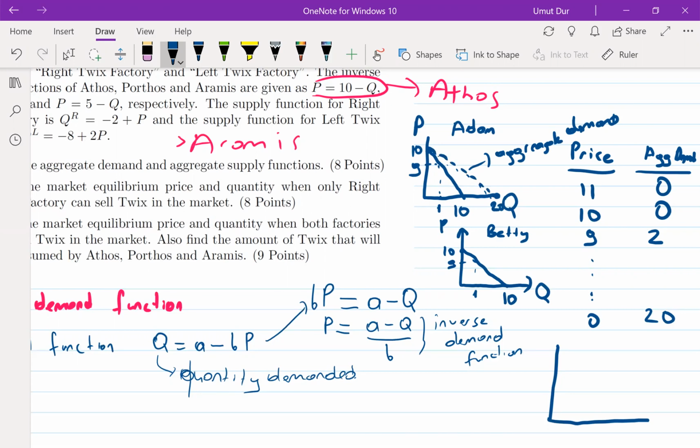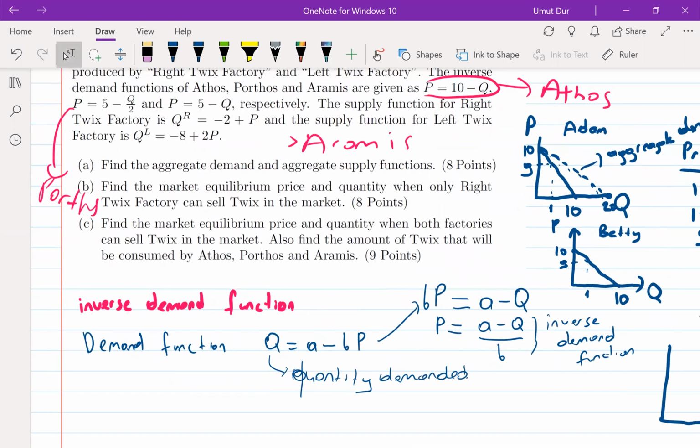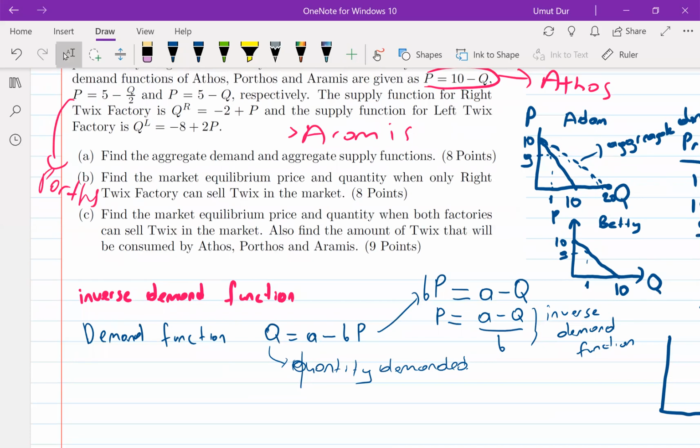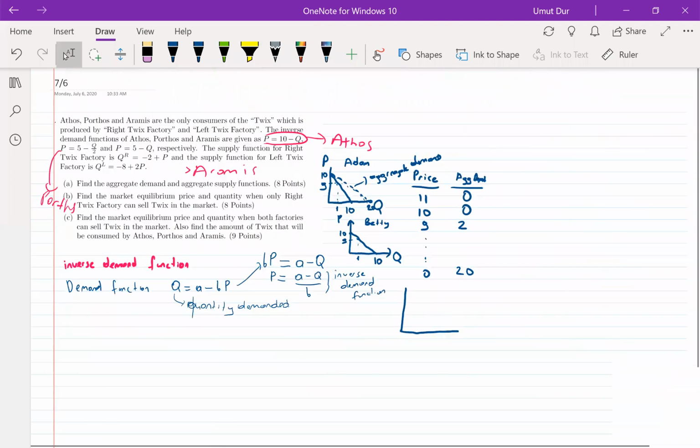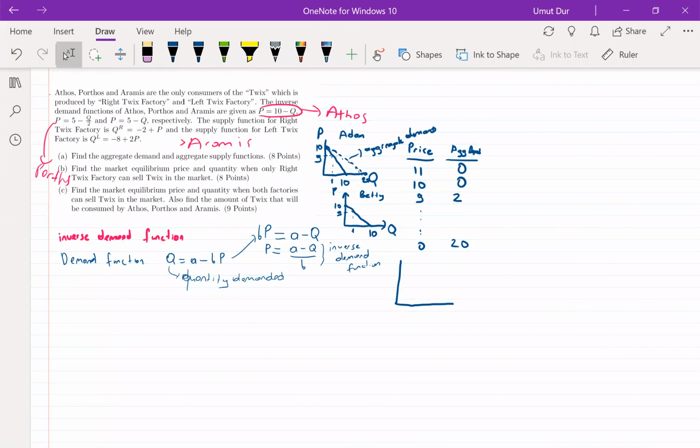Okay, and we will do exactly the same thing here. But to do that, first we need to change these inverse demand functions to demand functions. You can still see the question, right? Okay, yes.